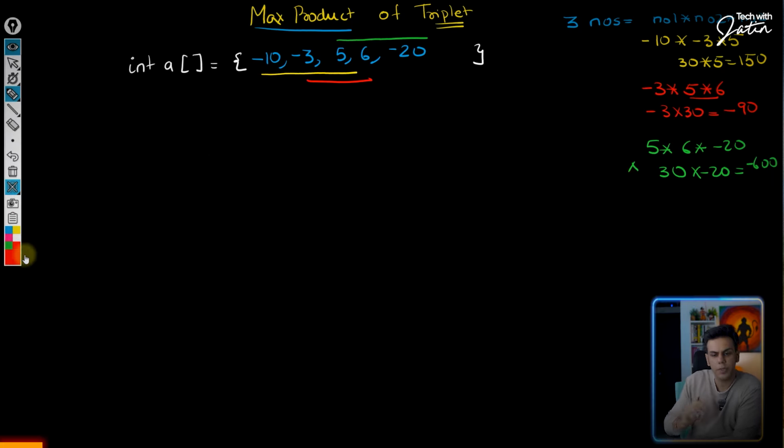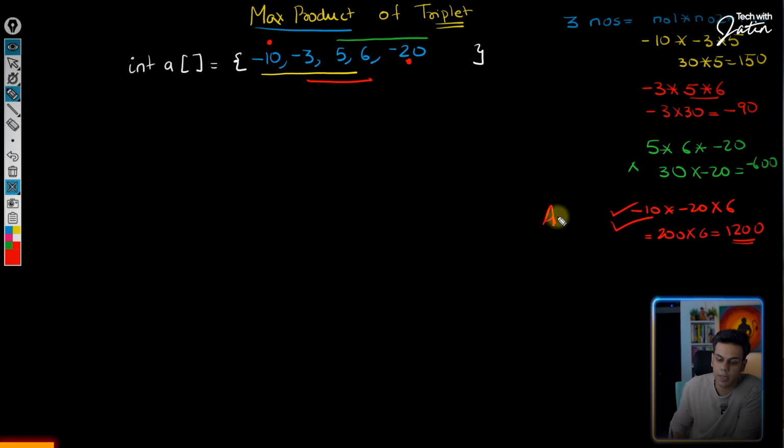But over here, guys, observe. If I take minus 10 into minus 20, and multiply it with the largest positive number in this array, which is 6, not 5, then this is going to be 200 into 6. The answer becomes 1200. And yes, this is the answer, so we have to print 1200 over here.